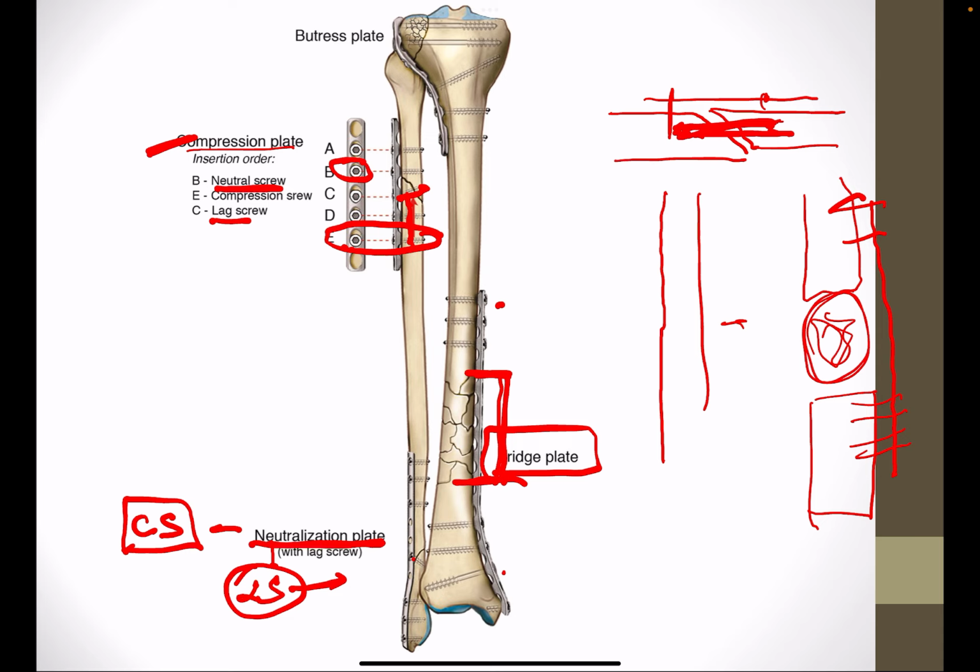So now, understanding of these plates and how these plates work will be discussed in detail later on, but the goal was to understand which kind of fracture healing occurs. So first, buttress plate, it heals by direct fracture healing or primary fracture healing. Compression plate, it again heals by primary fracture healing or direct fracture healing. Neutralization plate, because there is also a lag screw, it heals by primary fracture healing or direct fracture healing.